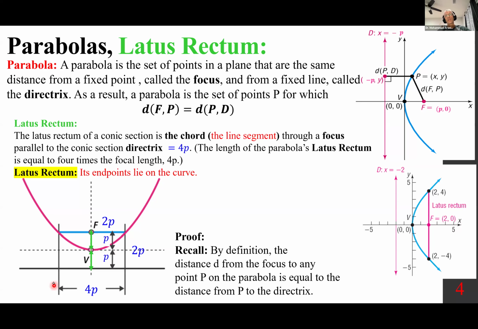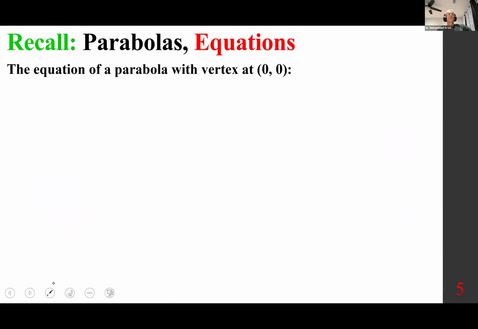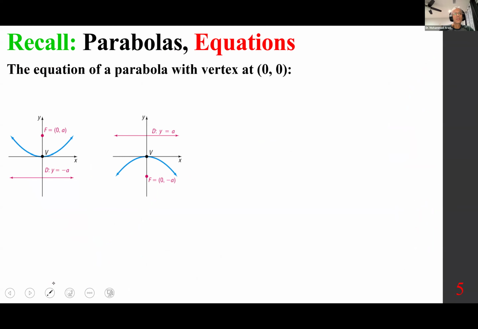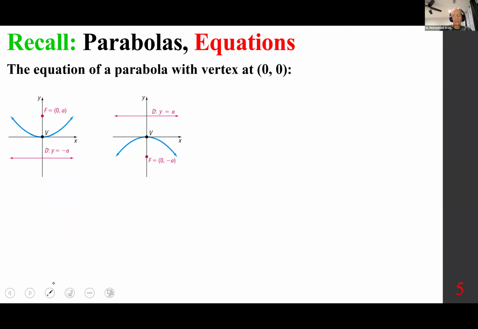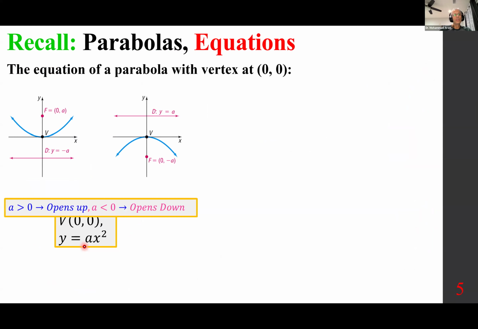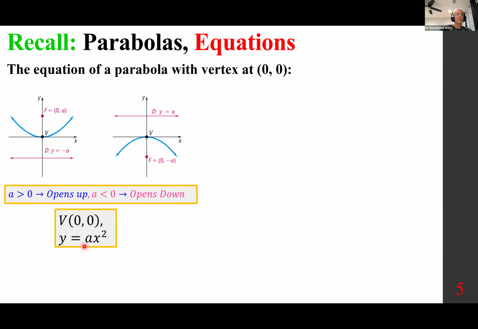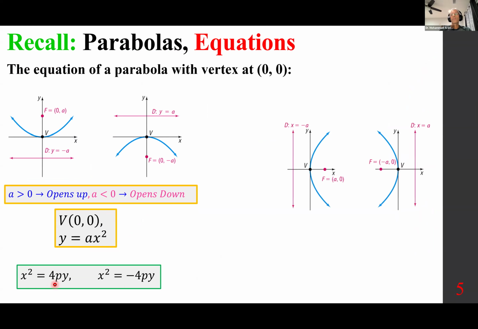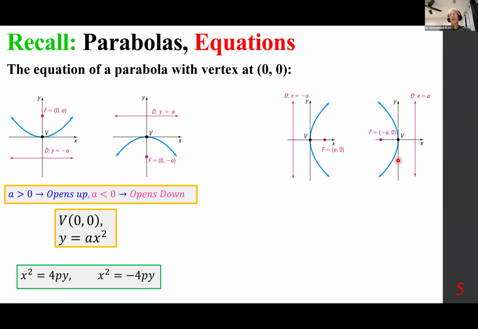Again, reminding you of what we have seen. And there are different equations that we have discussed. Vertex at 0, 0, opening up or opening down. The vertex at 0, 0, y equals ax squared. A is positive, opens up, negative opens down. Or you can write it in this format, x squared equals 4py or minus 4py. If it opens sideways, again, centered at 0, 0, x is ay squared.